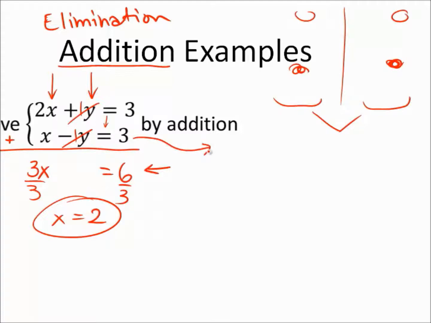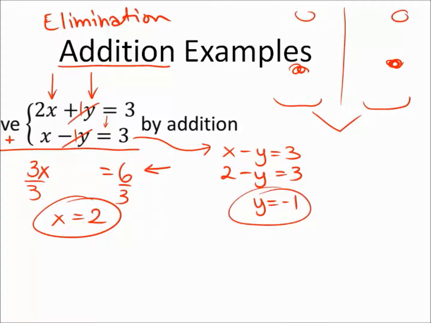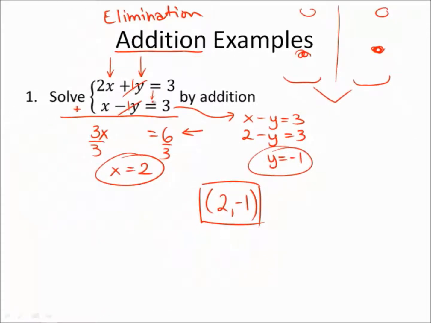So let's take the easier one, which is x minus y equals 3. There's less stuff on it. Plug in the 2. 2 minus y is 3. So 2 minus what is 3? Well, 2 minus negative 1 would give you 3, because 2 plus 1 is 3. You could just solve it the other way as well. Either way, you get y equals negative 1. So 2 comma negative 1 is a solution, and you can check that in both of those original equations.